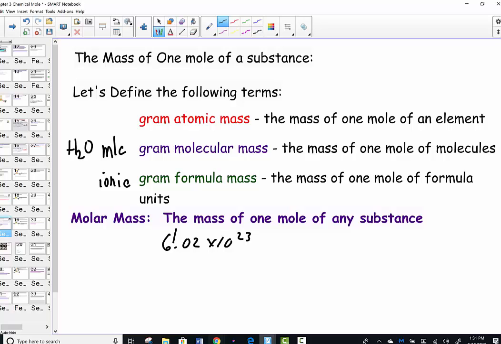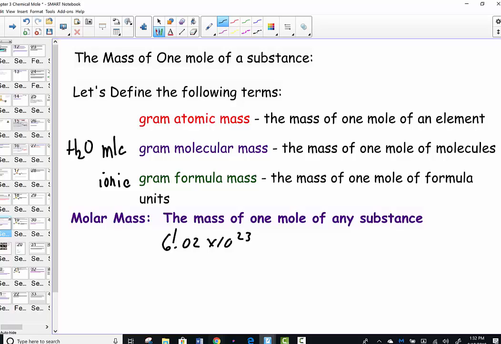How much would you weigh out? Well, the secret still lies on the periodic table. I have 2 H's and an O. How much would you need to weigh out? Well, each hydrogen would contribute 1.008 grams. There's 2 of them.